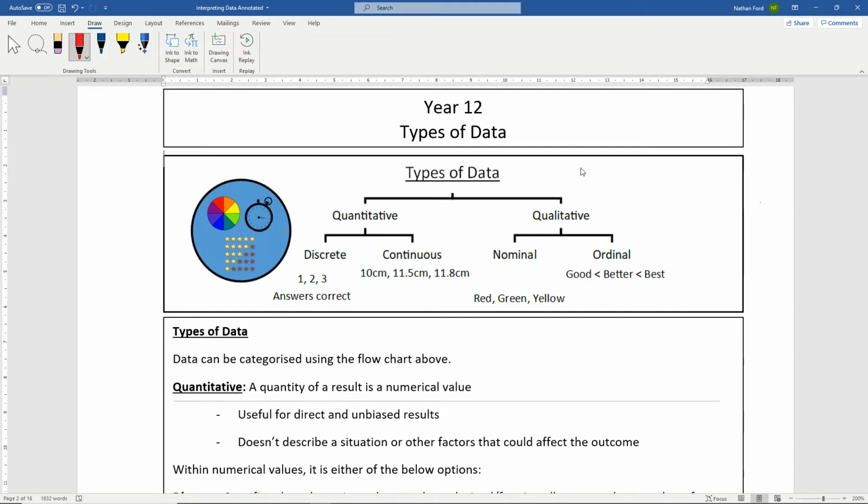Hi again. So this is Mr. Ford, and we're going to be operating through types of data, which is the start of a really small section just on how we can look at data. So what we've got here, we've got our dual coding.